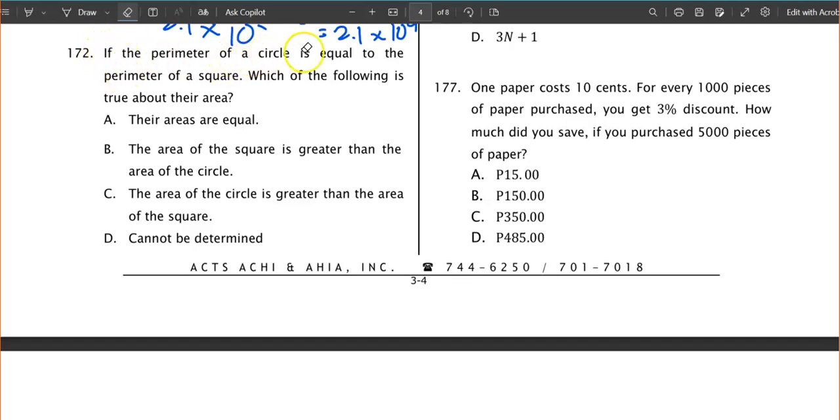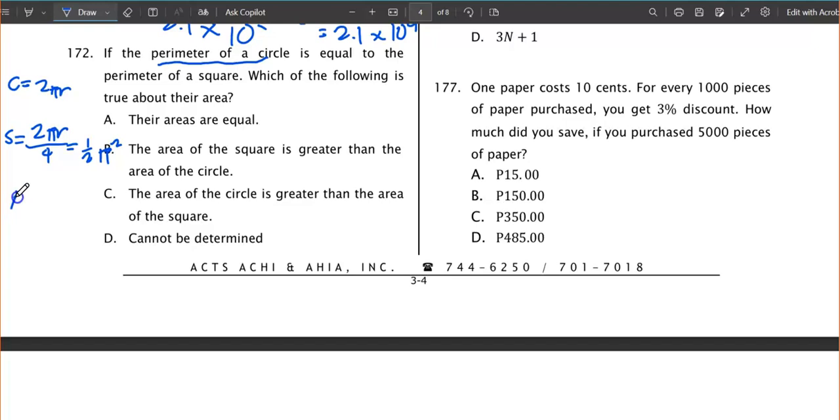If the perimeter of a circle is equal to the perimeter of a square, which of the following is true about their area? So the perimeter of the circle here is actually the circumference, which is given by 2 pi r. Since that is equal to the perimeter of the square, we are just going to divide it by 4 to get the side. So the side of the square will be 2 pi r over 4, or just 1/2 pi r.